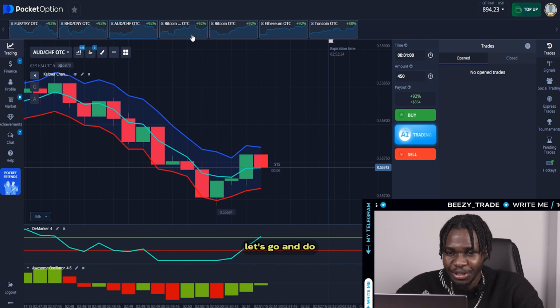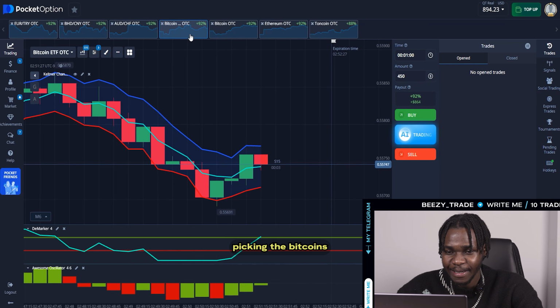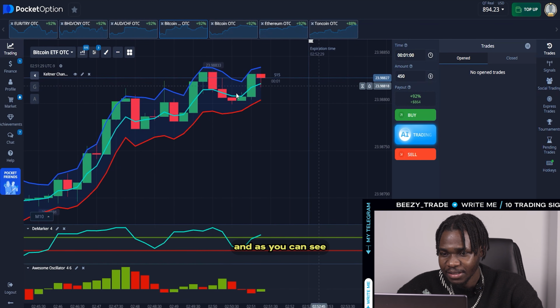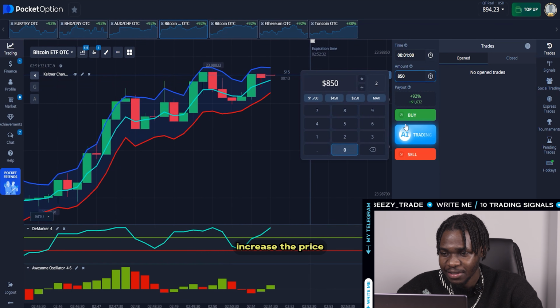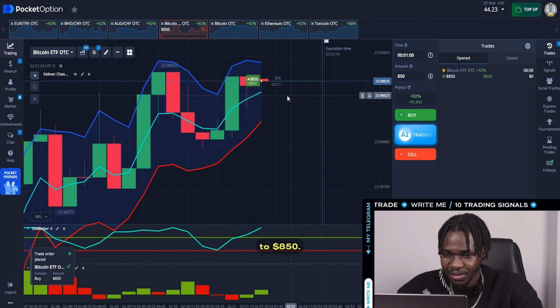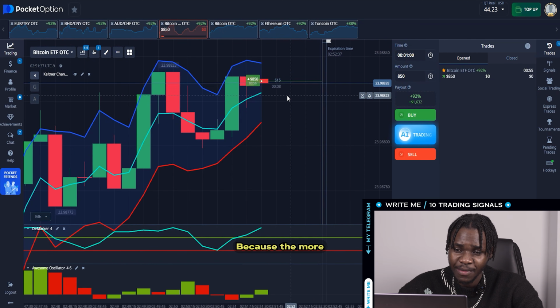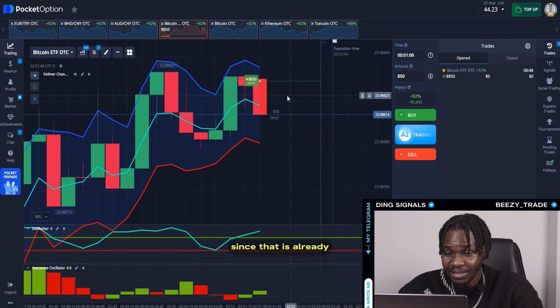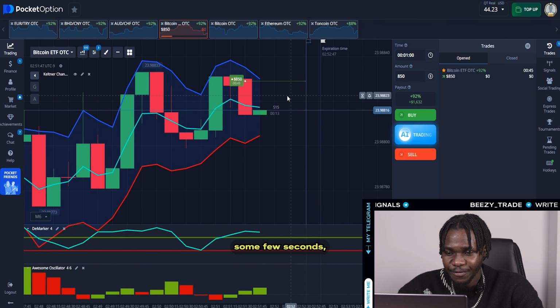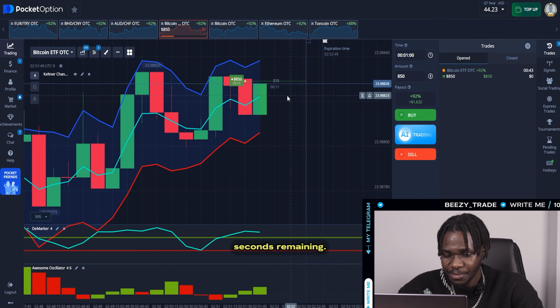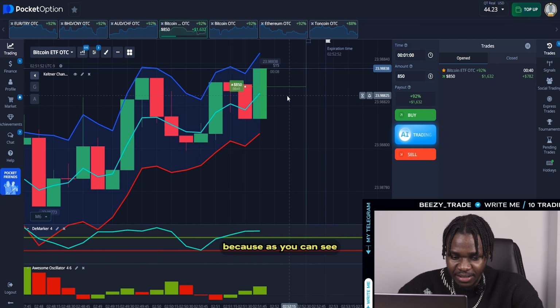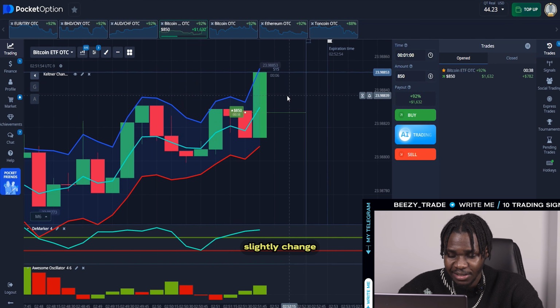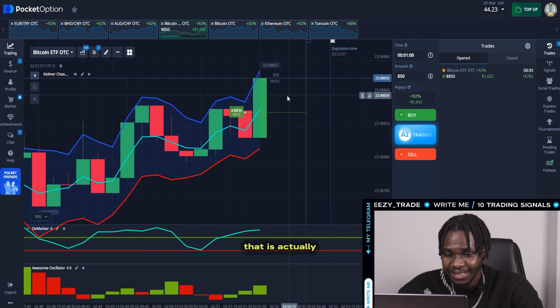So right now let's go into another trade. We're picking Bitcoin, and as you can see the market, we increase the price to $850. I've increased to $850 because the more the risk, the more money you're going to get. And the period is just 1 minute. Since that has already started, we have just a few seconds remaining. We've placed up because, as you can see here from the awesome oscillator, the market is showing that it's going up. That's why we've placed our trade on up.